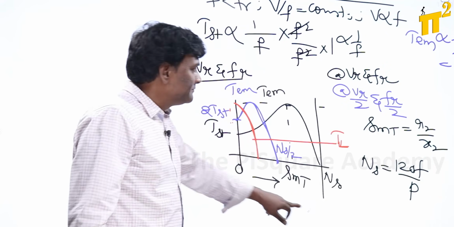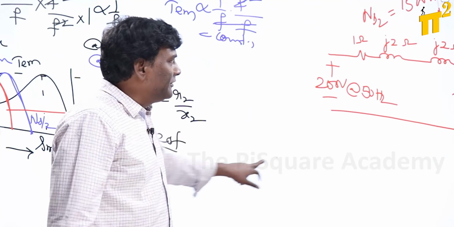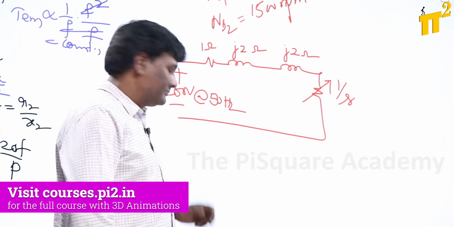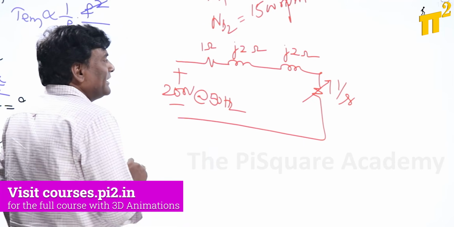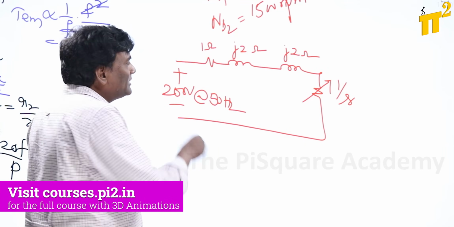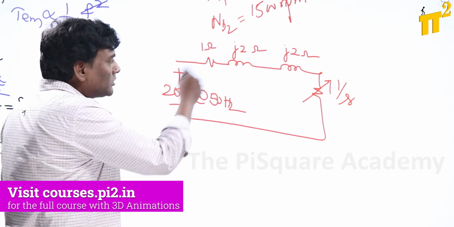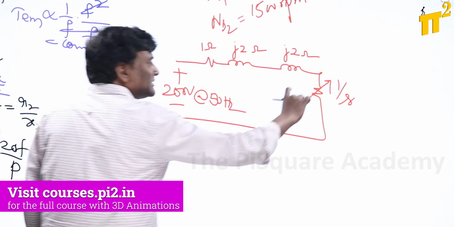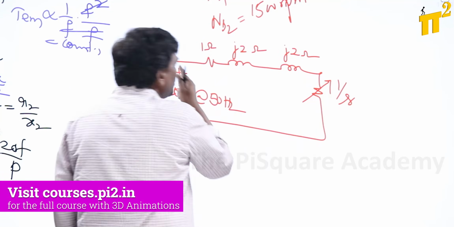Now see here, very simple. Though it looks a bit difficult, basically it is very easy. Now if I think of the pull out torque condition, what is the pull out torque condition here? The pull out torque condition is going to be R2 by S equal to the magnitude of this impedance, because this is the pull out condition.